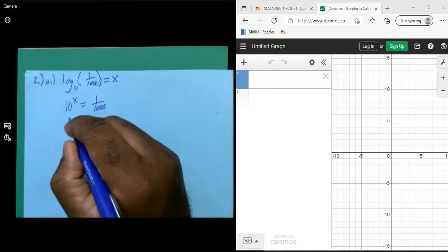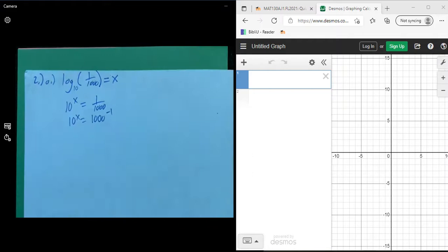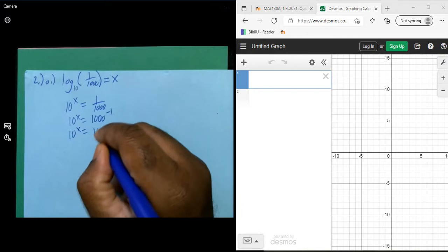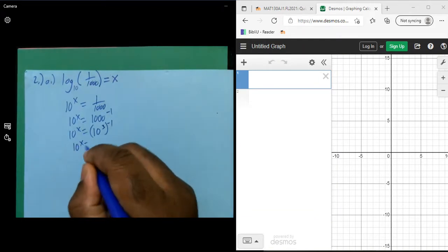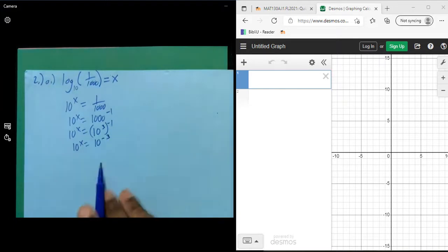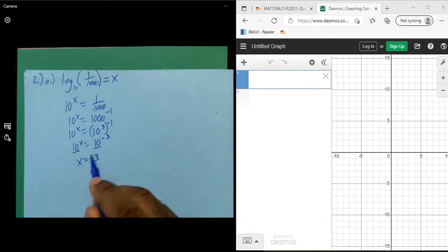Now if we change this 1 over 1,000, we can make this 1,000 to the negative 1 power. Now we could change this 1,000 to 10 to the third power, take it to the negative 1 power. Now this would be 10 to the x is equal to 10, a power to a power, you multiply the exponents, and that'll be 10 to the negative 3. Now that we have the same base, we could just set the exponents equal to each other. And that would take care of that as far as doing it by hand.